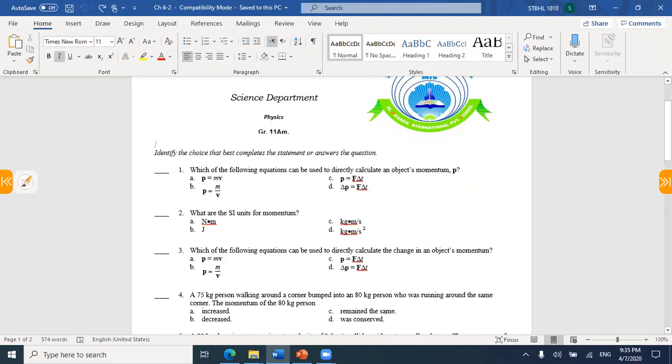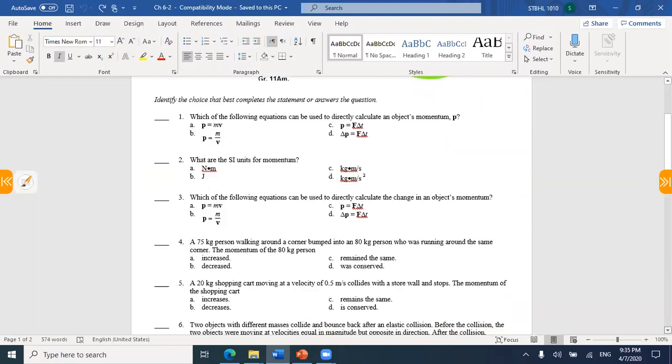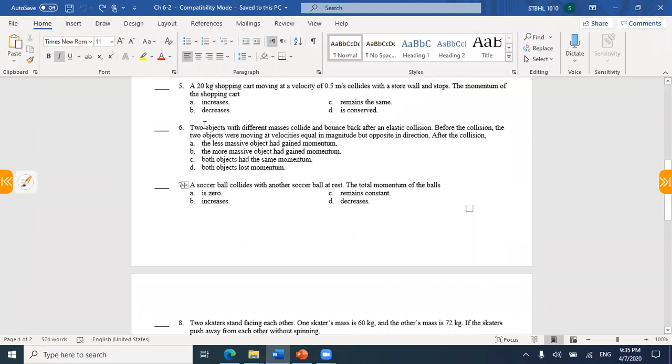Okay, and so on. Questions 5 to 7. Let me check with you number 7. For example, a soccer ball collides with another soccer ball at rest. The total momentum of the balls, is it 0, increases, remains constant, decreases? What did we say? We said that the law of conservation of momentum means the total momentum remains constant, neither created nor destroyed. It stays the same. Total momentum before impulse is going to equal total momentum after the impulse. So the answer is remains constant.